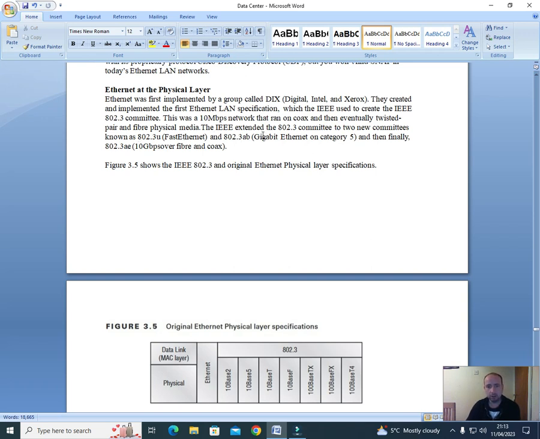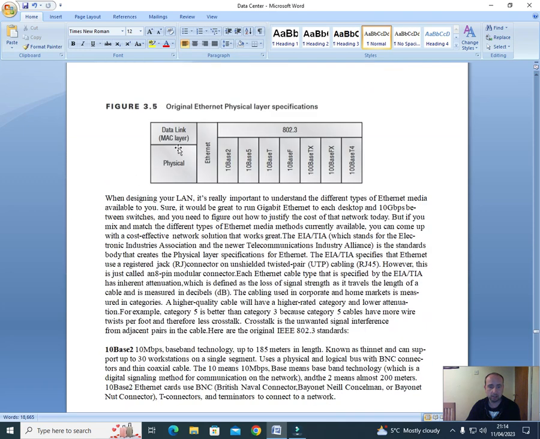physical media. The IEEE extended the 802.3 committee to two new committees known as 802.3u Fast Ethernet and 802.3ab Gigabit Ethernet on Category 5, and then finally 802.3ae 10 Gbps over fiber and coax. Figure 3.5 shows the IEEE 802.3 and original Ethernet physical layer specifications.